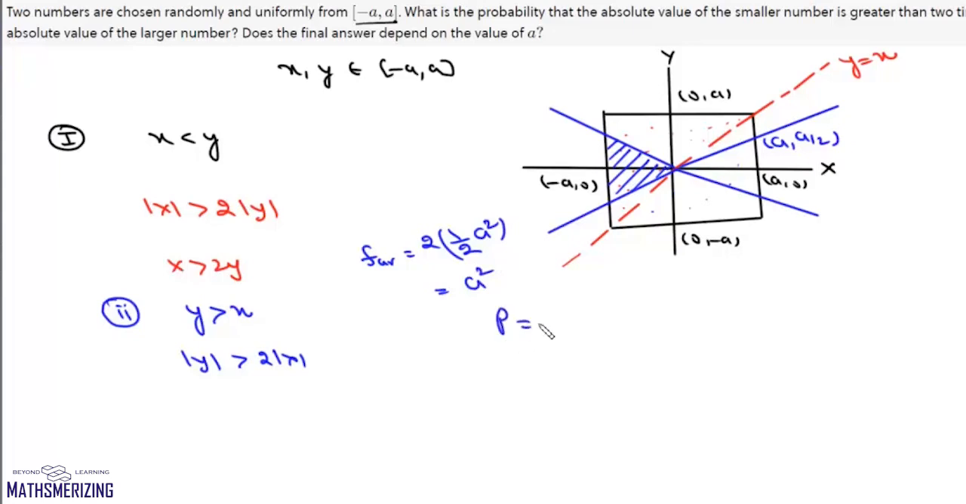Then the required probability will be favorable area upon total area, which is 4a square, and which is nothing but 1 by 4. So the probability that the absolute value of the smaller number is greater than 2 times the absolute value of the larger number is 1 by 4. And the final answer doesn't depend on the value of a.